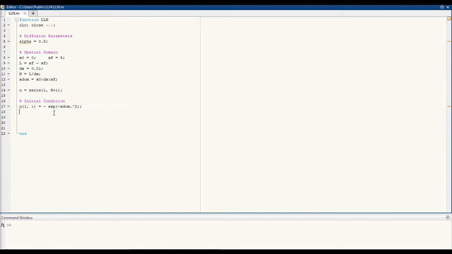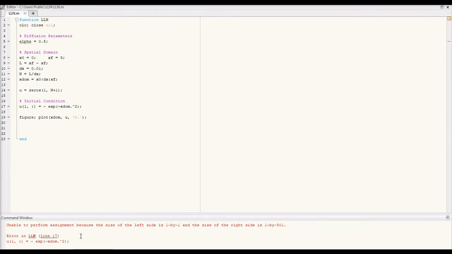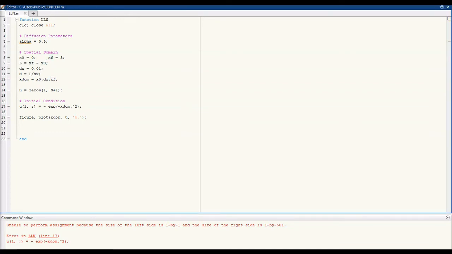So if I graph this function, so if I do, say, figure, and then plot, and let's do xdom and u, and let's plot it in, say, blue circles or blue dots, or whatever style you want, then the graph of this should be, oh, what's going on here? Oh, here it is. Oh, that should be x0. I don't know why I didn't pick up that quicker.